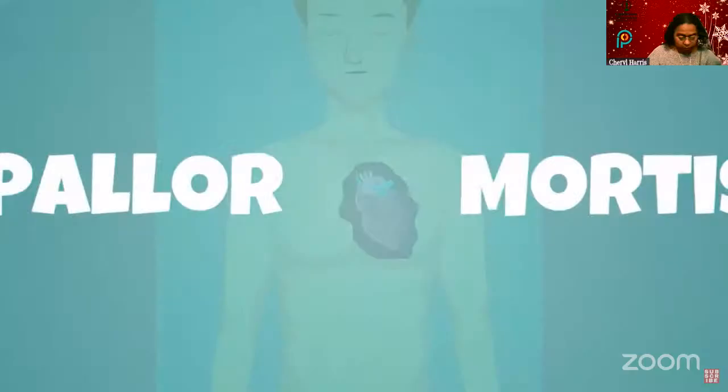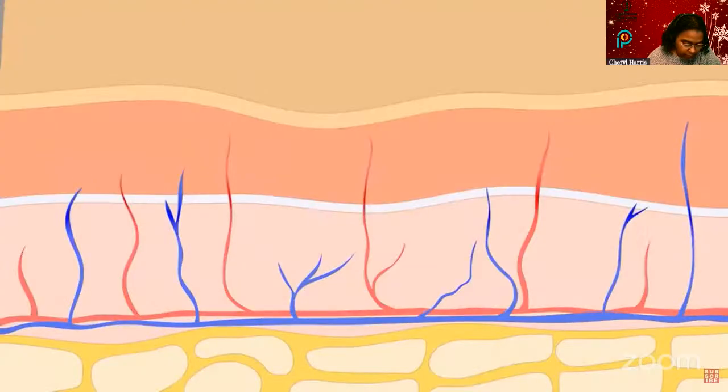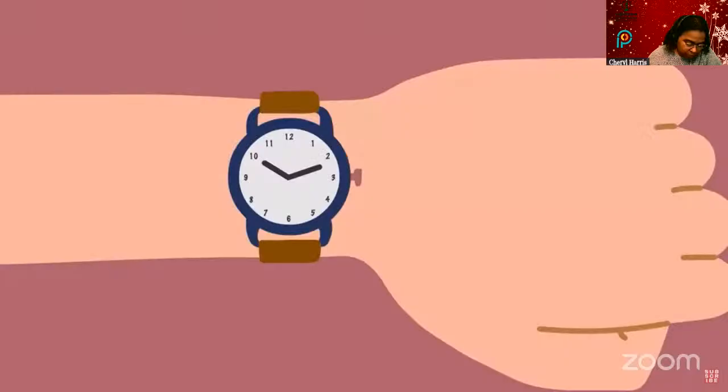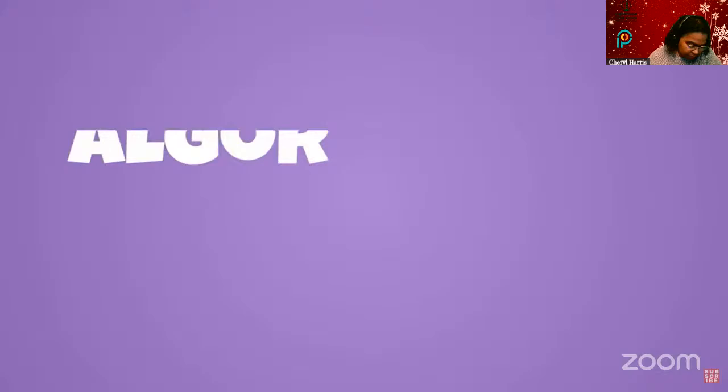Pallor mortis. As the heart stops beating, the circulation of blood throughout the body decreases. The organs farther away from the heart, like the skin, stop receiving blood. This gives a corpse the pale, lifeless appearance that we associate with death. This paleness, which appears 15 to 30 minutes after death, is called pallor mortis. It is one of the first identifiable signs of death. The second sign, algor mortis.